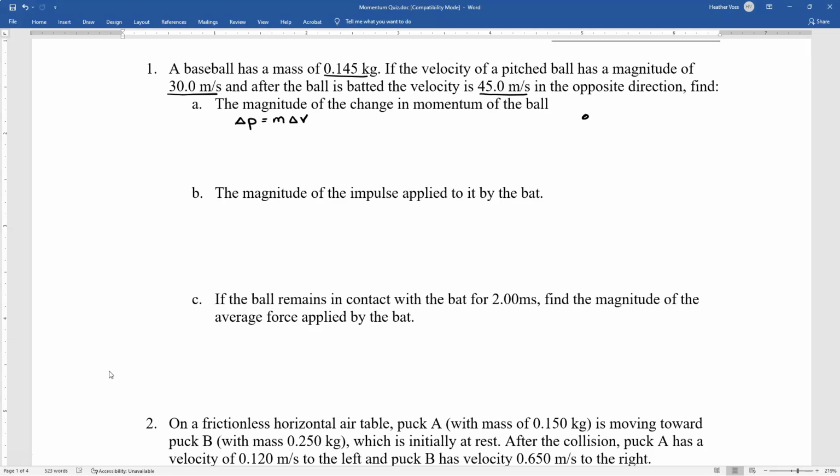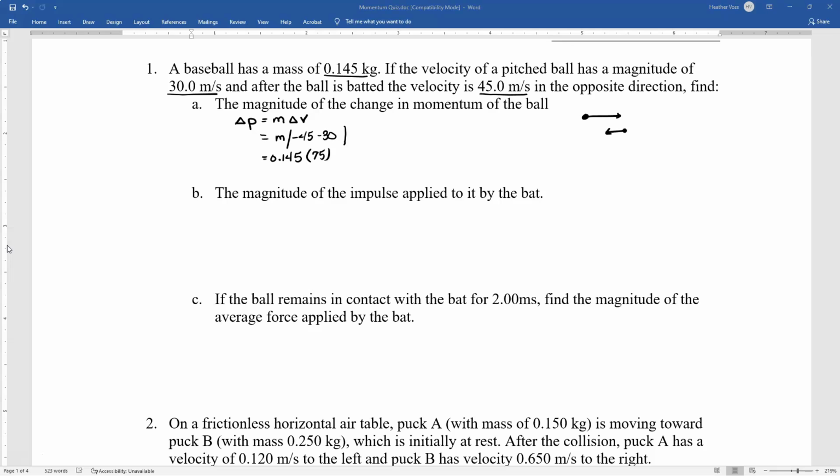So if you think about it, initially the ball is going one direction, it hits the bat, and then it starts coming back the other direction. So this is going to be mass times, well, to get the magnitude, we're going to do the absolute value of the change in velocity. So we're going to have negative 45, because it's coming backwards, minus the initial, which is 30, and that's going forward, so that's positive. So it's going to be a negative minus a positive number. So that's going to be the mass, which is 0.145 kilograms, times the magnitude of this, which is just going to be 75.